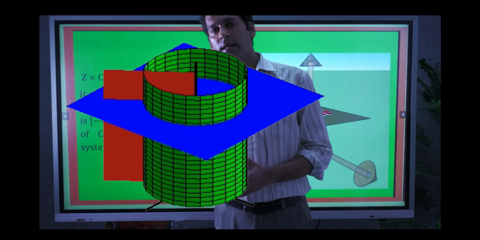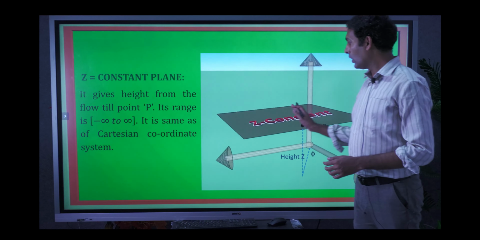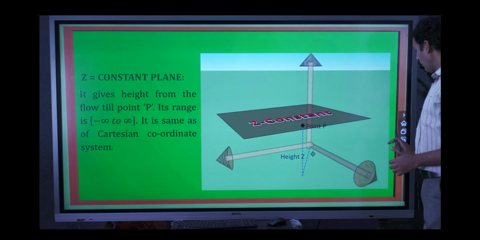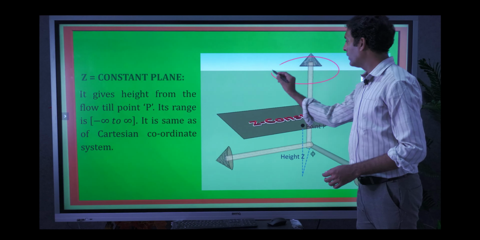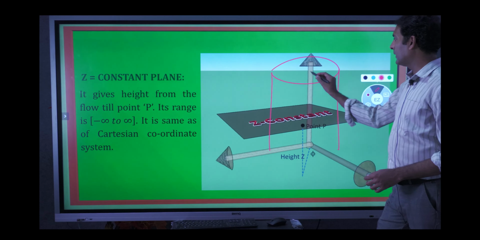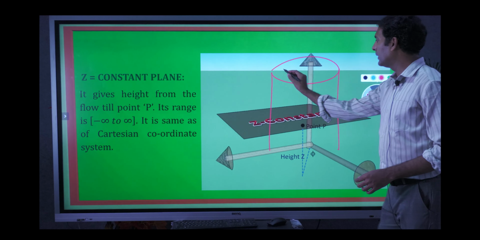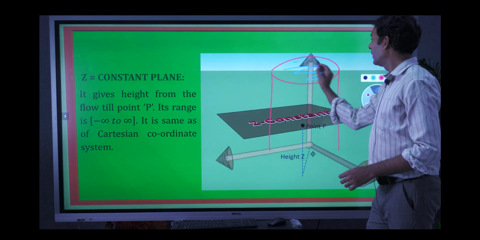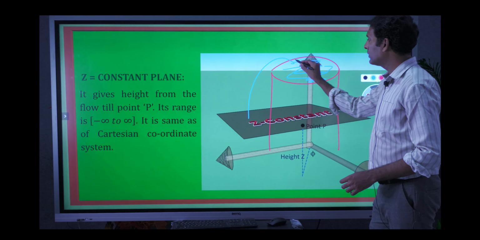So the third one is the z constant plane. This is similar to the Cartesian coordinate system. Now if you resemble it with the structure of a cylinder, say we have a cylindrical structure like this, and this top part where there is a plane, that is the z constant plane.